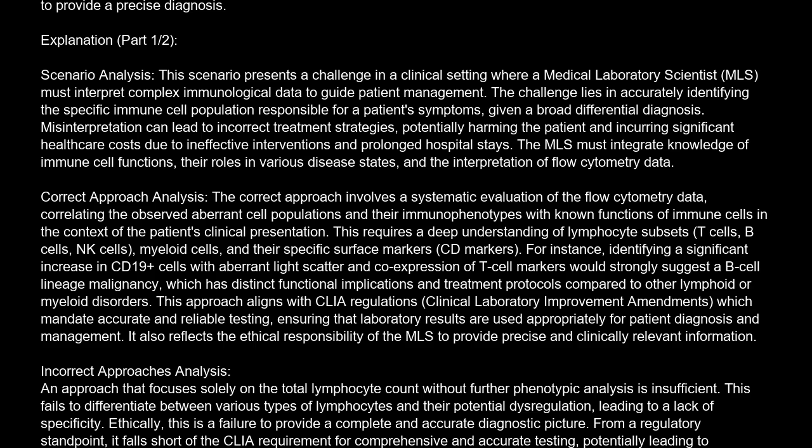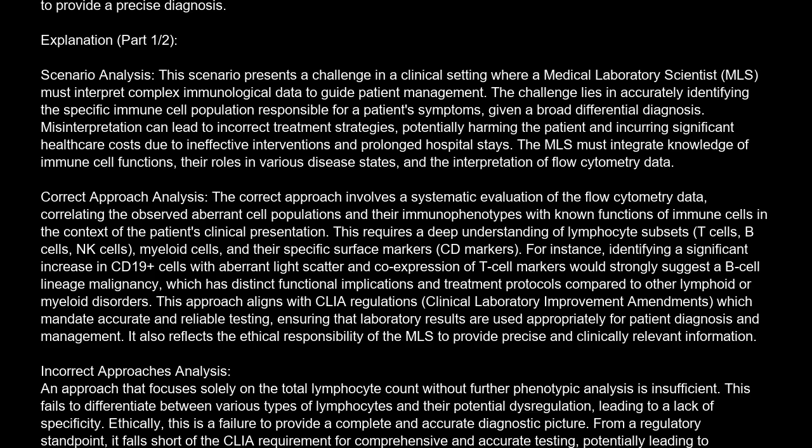The MLS must integrate knowledge of immune cell functions, their roles in various disease states, and the interpretation of flow cytometry data. Correct approach analysis. The correct approach involves a systematic evaluation of the flow cytometry data, correlating the observed aberrant cell populations and their immunophenotypes with known functions of immune cells in the context of the patient's clinical presentation.